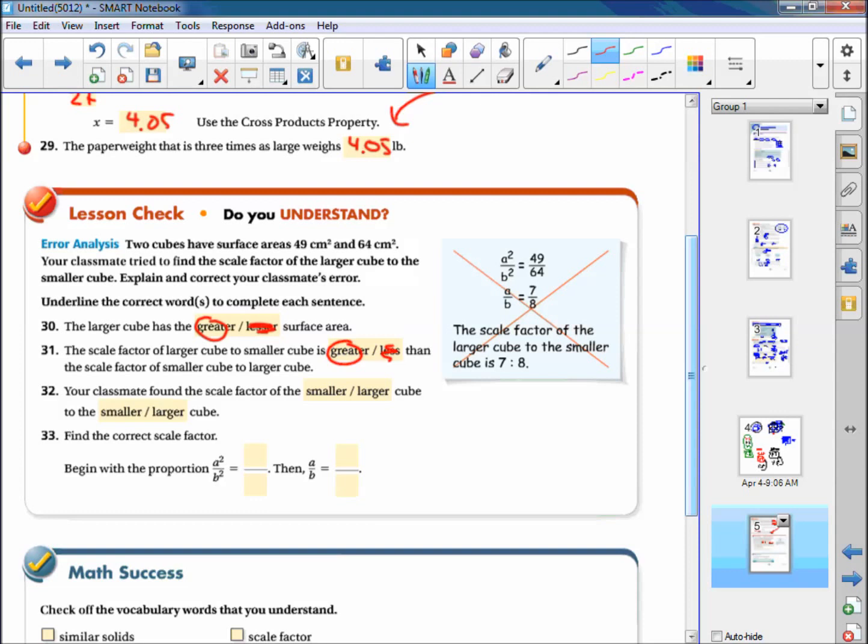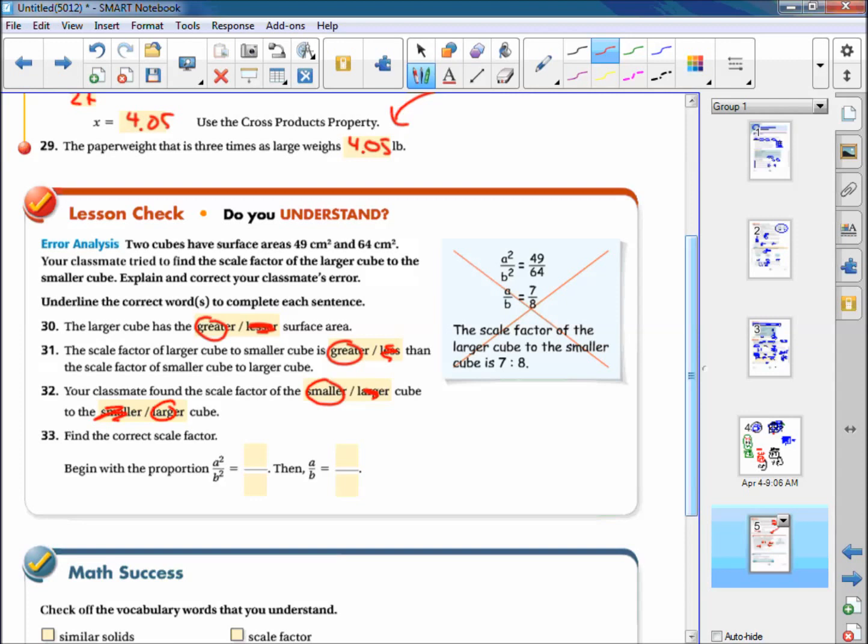Okay, so if we're doing the scale factor of larger to smaller, we want to make sure it's greater than the smaller to larger, of course. Your classmate found the scale factor of the smaller cube to the larger cube. So he did it in reverse of what they asked for. Okay. So find the correct scale factor.